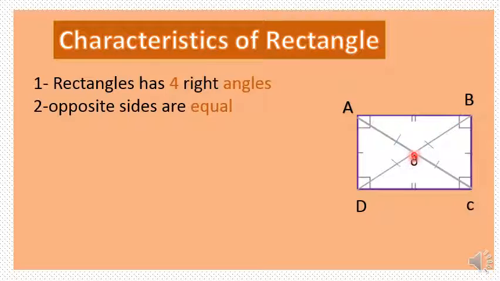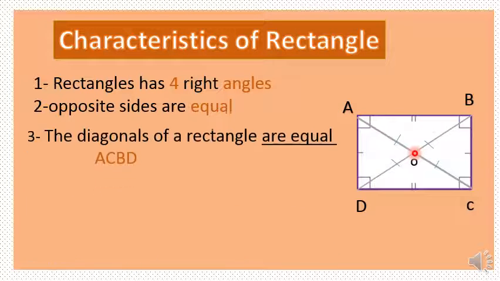OB is equal to OD. OA is equal to OC. AC is equal to BD. They are equal and bisect each other. They intersect at the same midpoint, which is O.